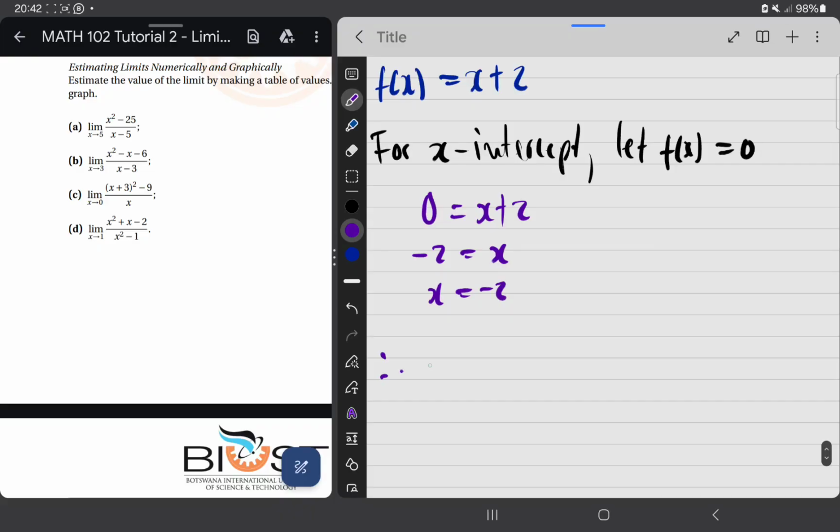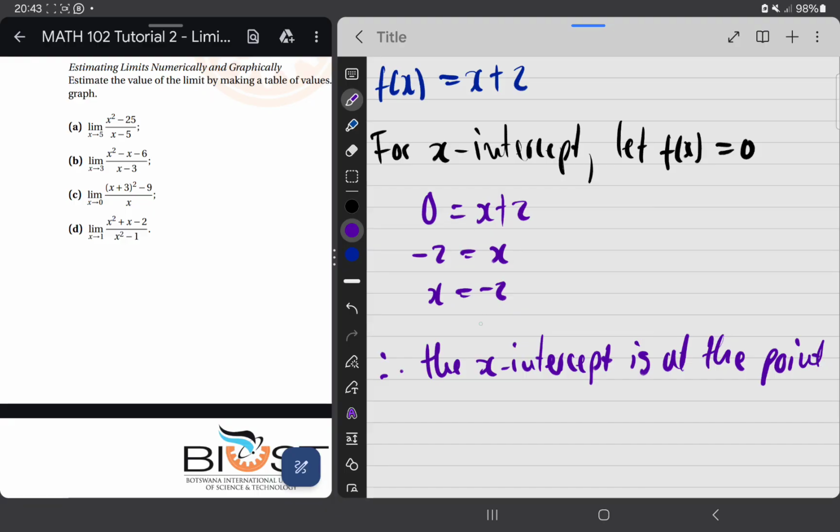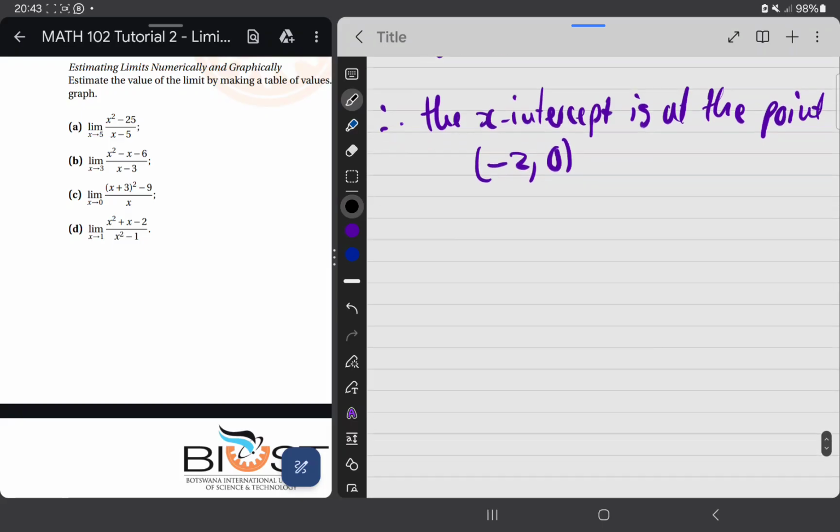Therefore, the x-intercept is at the point x negative 2, so negative 2 comma y is 0. So it's negative 2 comma 0. Now you can do the sketch.